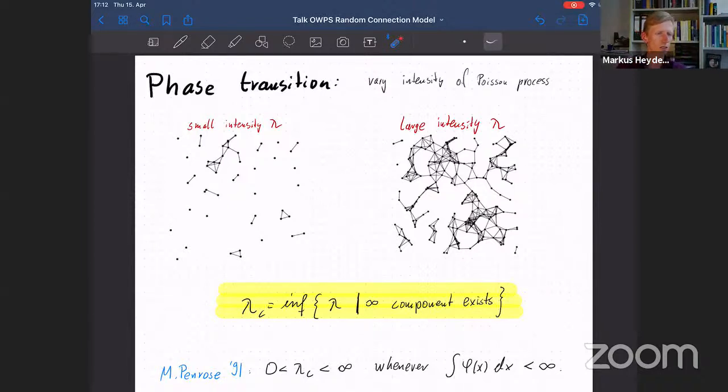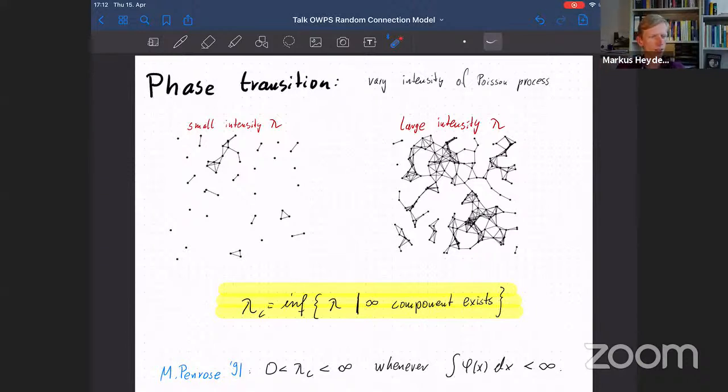And then, as usual, you play with the parameter lambda, and for small lambda there's no infinite cluster, for large lambda there is, and lambda c is the critical lambda. This is the transition in lambda that I'm interested in. So we vary only the intensity of the Poisson process, and lambda c is the infimum of all those lambdas where an infinite connected component exists.